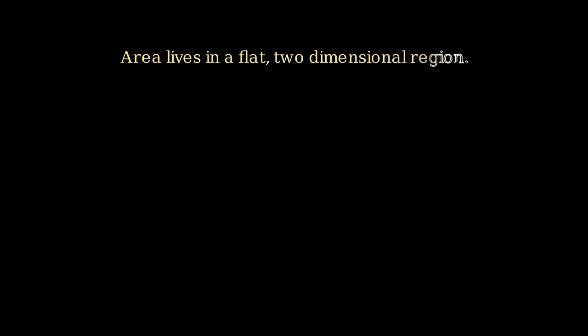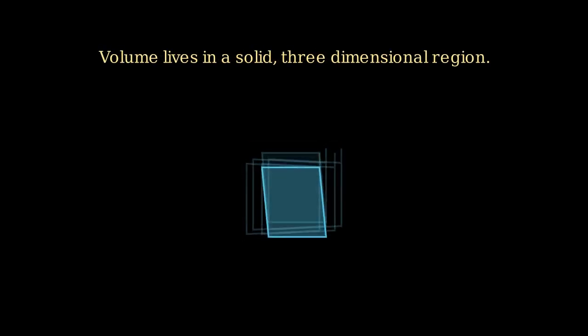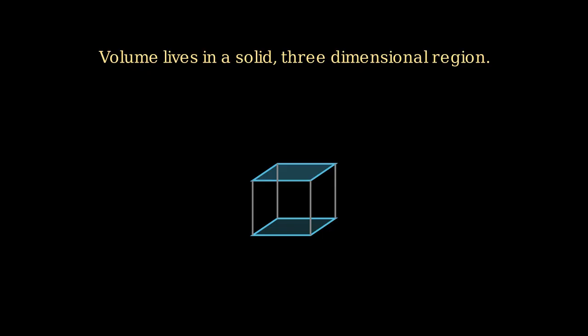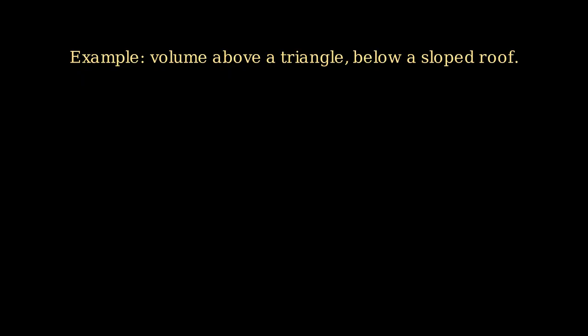A triple integral extends the idea of volume from something flat into something solid. Instead of finding area over a flat region, we now find a total amount over a three-dimensional region in space. Let's set up a worked example. We want to find the volume of a solid sitting above a triangular base and below a sloped roof.